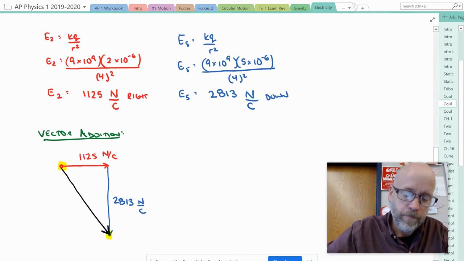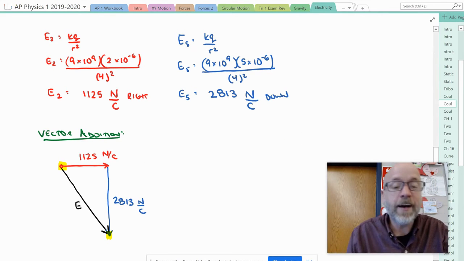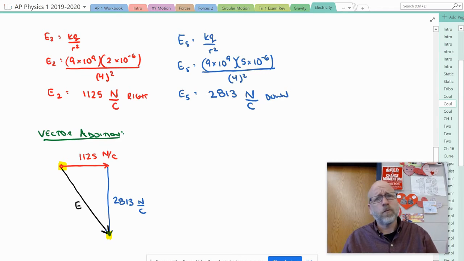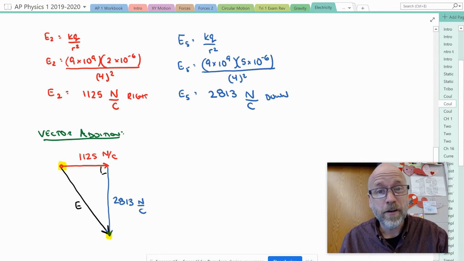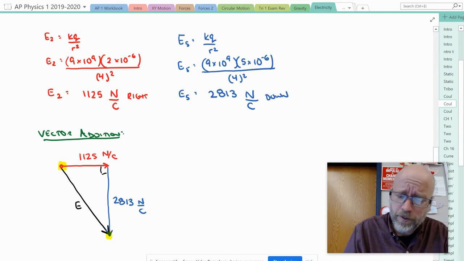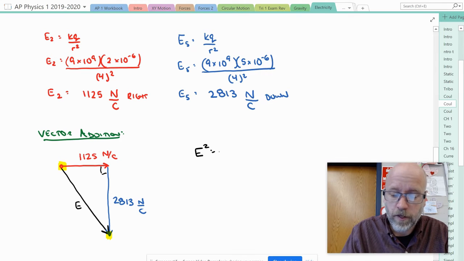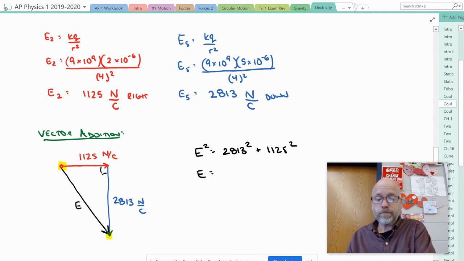Now what's really nice here is that I've got two vectors, one in the X and one in the Y direction. So by definition, they're going to be at 90 degrees to each other. So easy. All I have to do is use the Pythagorean theorem. So I've got E squared equals 2813 squared plus 1125 squared. Plug it in, take the square root.